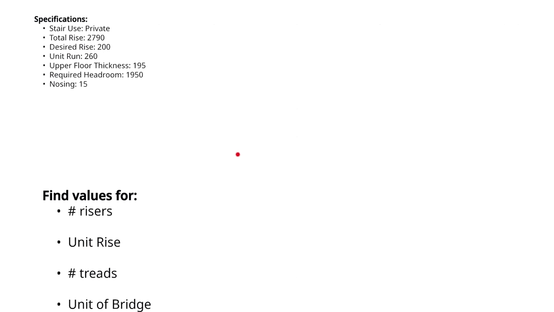Okay, so the number of risers. Easiest way to find that is to take our total rise of the stairs, total rise, divided by our desired rise.